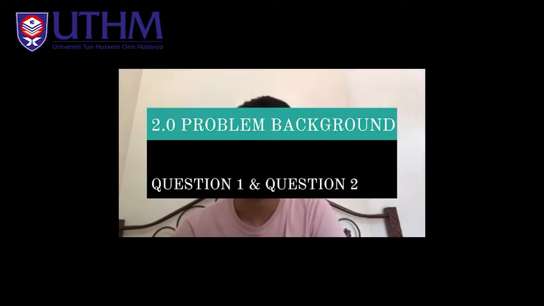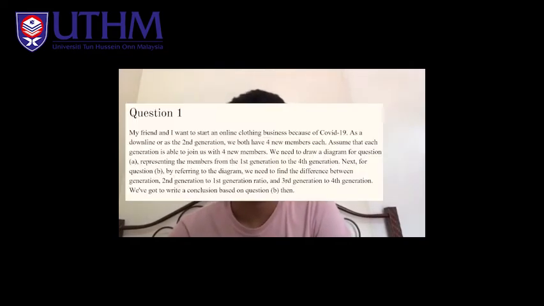I'm going to talk about the problem background for question 1. My friend and I want to start an online clothing business because of COVID-19. As the second generation, we both have 4 new members each. Assume that each generation is able to join 4 new members. We need to draw a diagram for question A, representing the members from the first generation to the 4th generation.